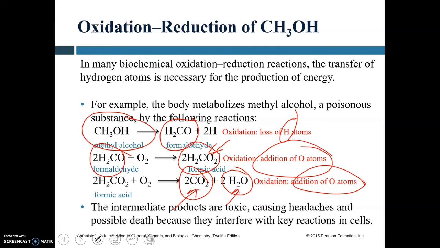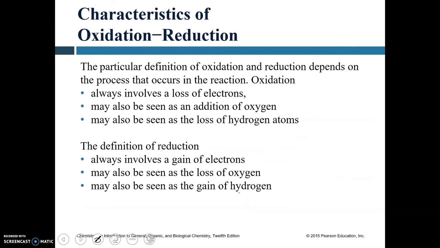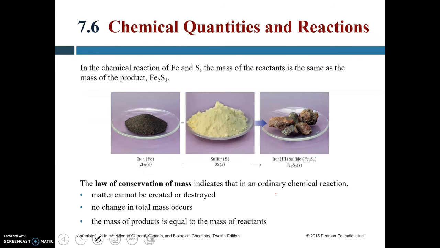But for convenience, we often use the following rules. Oxidation always involves loss of electrons, but can be seen as an addition of oxygen or loss of hydrogen. Reduction always involves a gain of electrons, but can be seen as the loss of oxygen or gain of hydrogen.